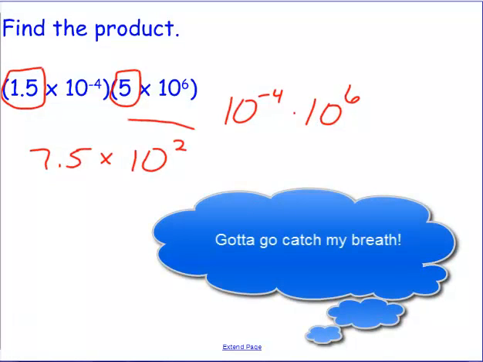We'd realize we have 7.5 times 10 to the second power. That's as fast as I can go through scientific notation. You should be good to go with the rest of your assignment.